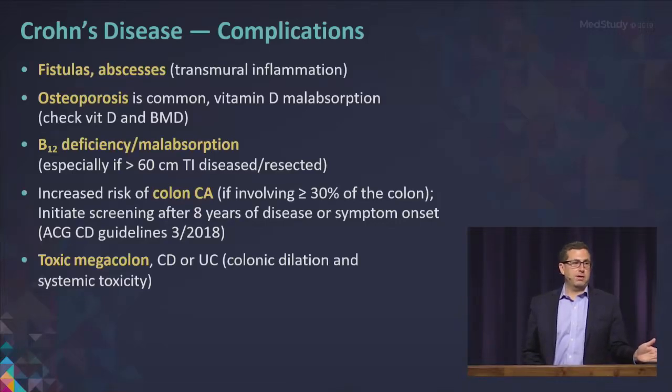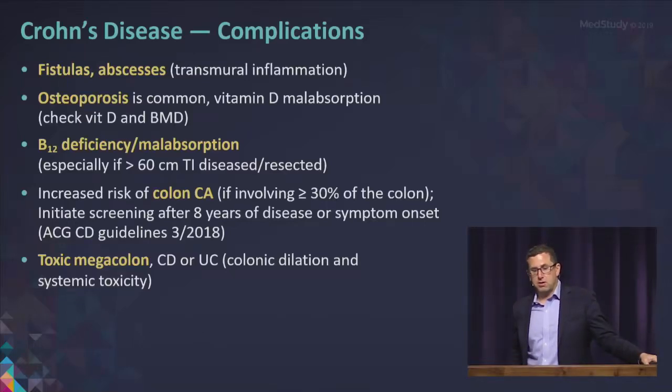So generally, if a person has Crohn's disease involving the colon and more than about 30% is affected, that is a risk factor for dysplasia and colon cancer. The guidelines are frequently changing with regards to this, but I tried to distill it down for you. Generally, if you've had about 8 years of disease, or really 8 years after symptom onset, you're going to want to screen those patients for dysplasia in the hopes of preventing IBD-associated cancer.